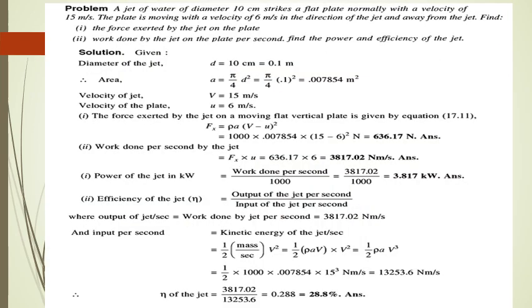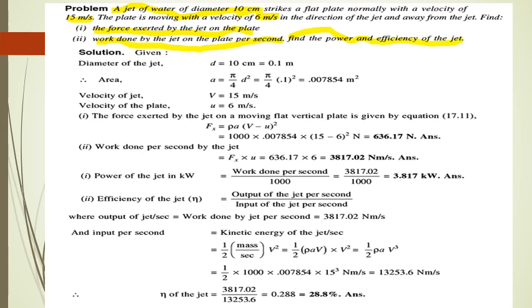Let us solve the problem. A jet of water of diameter 10 centimeters strikes a flat plate normally with a velocity of 15 meters per second. The plate is moving with a velocity of 6 meters per second in the direction of jet and away from the jet. Find the force exerted by the jet on the plate and work done by the jet on the plate per second. Also find the power and efficiency of the jet.